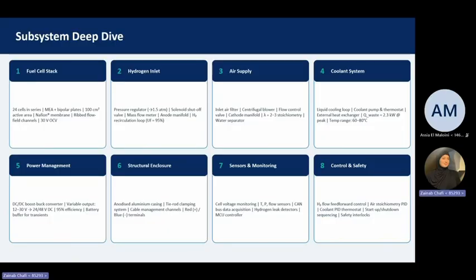And then the power management system converts the output voltage to the required level and improves efficiency. The structural enclosure supports and protects all the components. And finally, the control and safety system manages startup, shutdown, and emergency protection. Together, these 8 subsystems ensure the operation. Now I will leave you with my teammate, Doha.